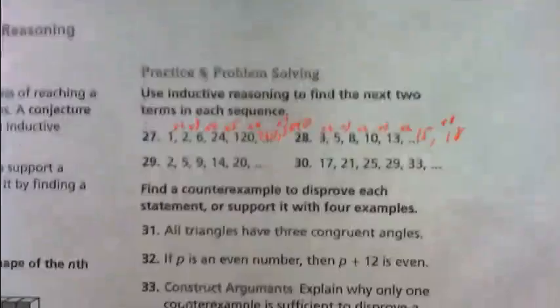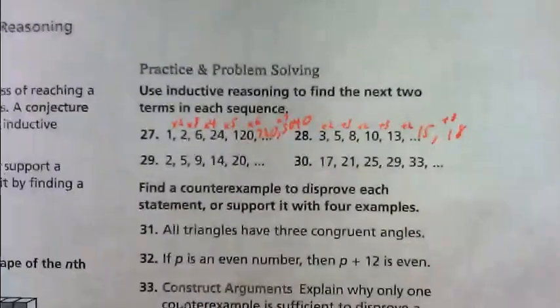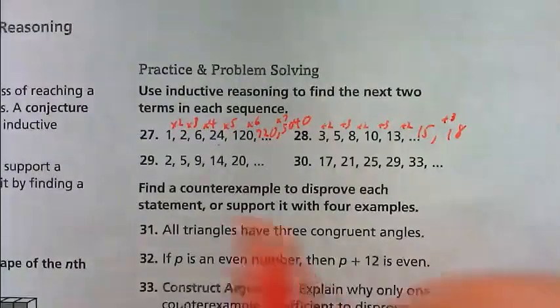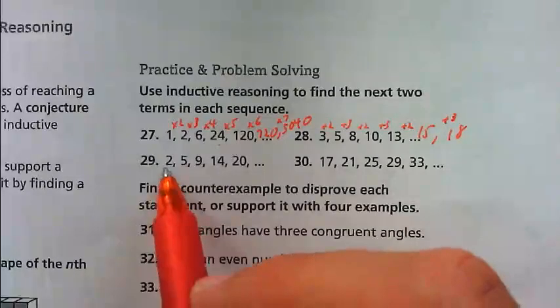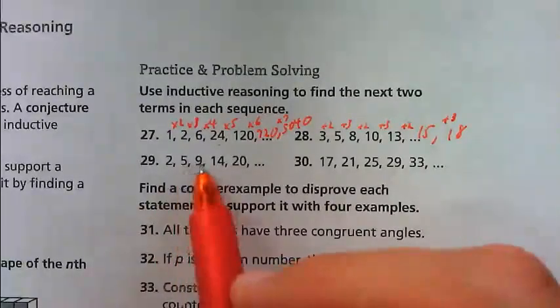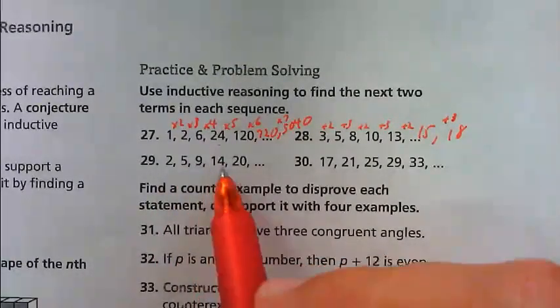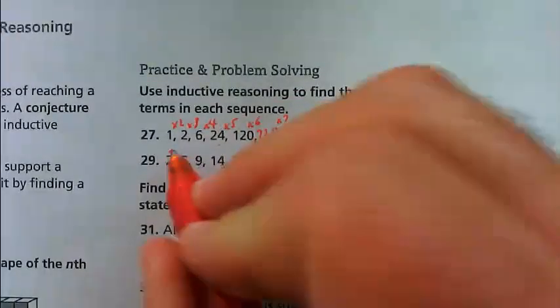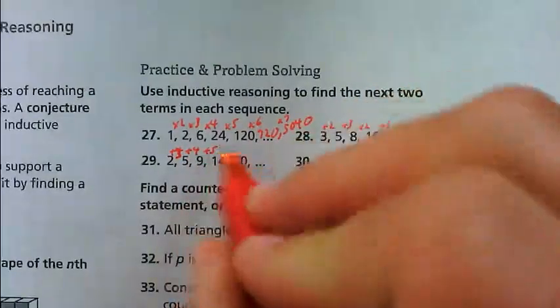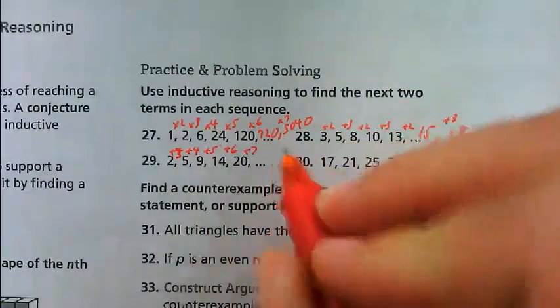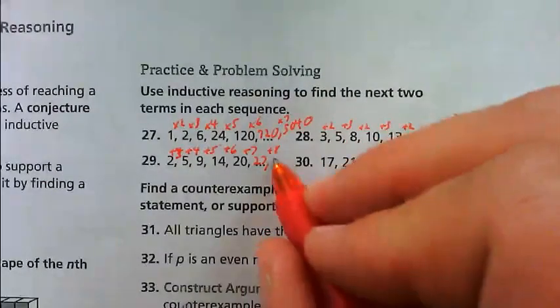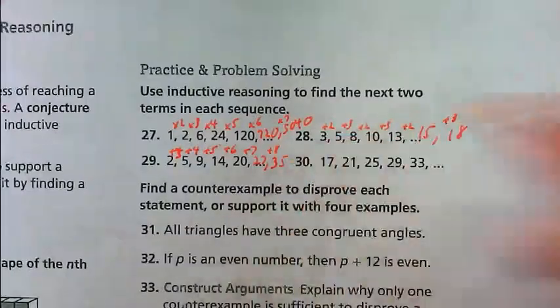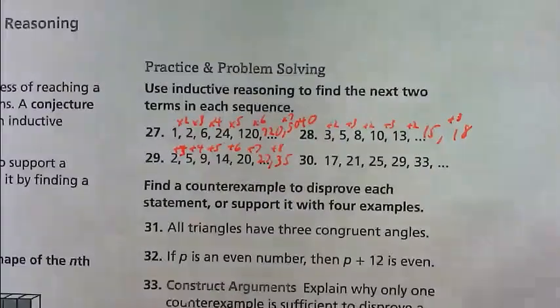Let me zoom in on this a little bit. On the next one, 2, 5, 9, 14, and 20. Well, I see a difference of 3, then 4, then 5, then 6. So plus 3, plus 4, plus 5, plus 6. Now if I add 7, we're at 27. If I add 8, we're at 35. So 27 and 35 would be the next two numbers in that sequence.